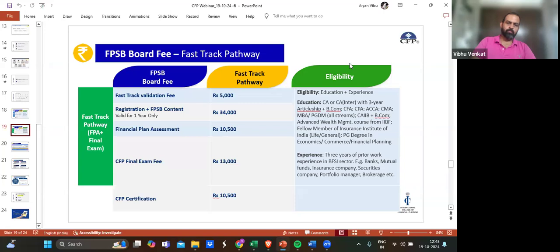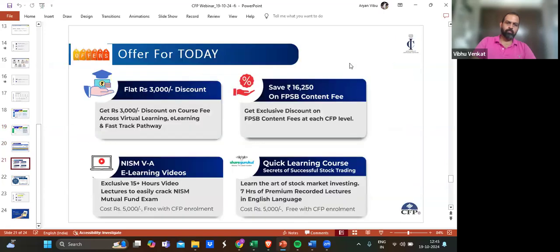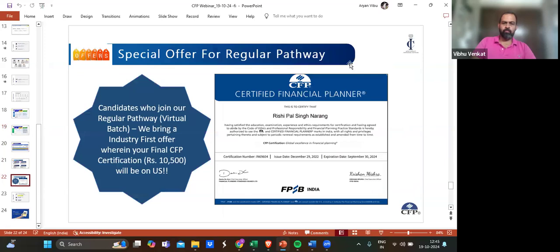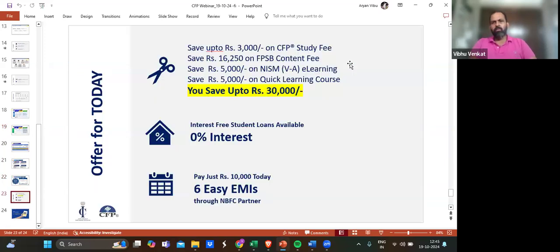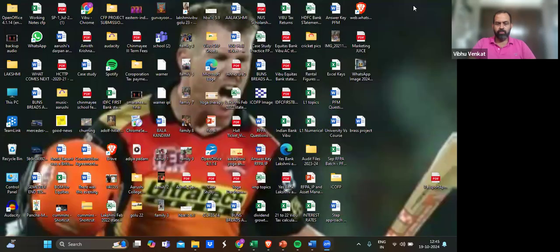I hope I have explained the fee part. All right, but if they want a further in-depth understanding of the fee structure, it's always better that they speak to our counselors who are experienced enough to address it from a very personalized angle.